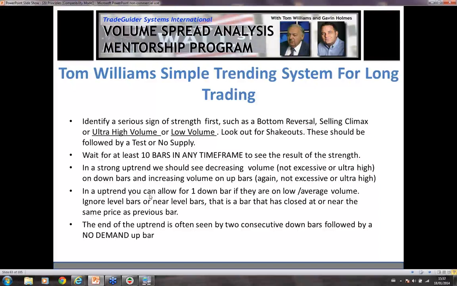The minute you see ultra high volume on an up bar, you've got to be careful because it means there could be some profit taking or selling there. Now, in a strong uptrend, you allow for 1 down bar if they're on low volume. Actually, I allow for 2, by the way, personally, but this is Tom's system. If they're on low to average volume, you completely ignore the level bars, which are coloured black by the software, or anything that's close to level. That is a bar that has closed at or near the same price as the previous bar. The end of the uptrend is often seen by 2 consecutive down bars followed by no demand. Okay, that's what you often see. So you have a down bar, followed by no demand.